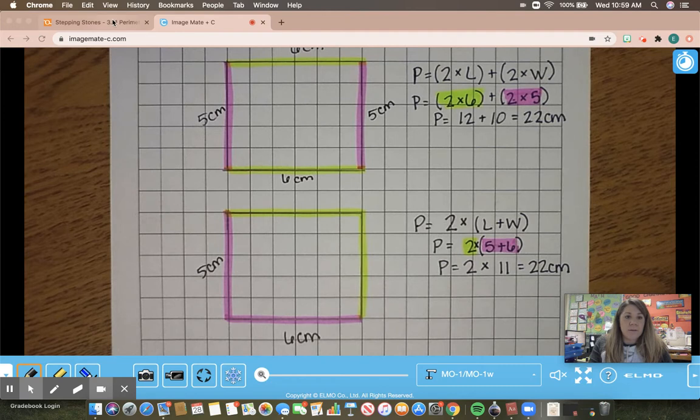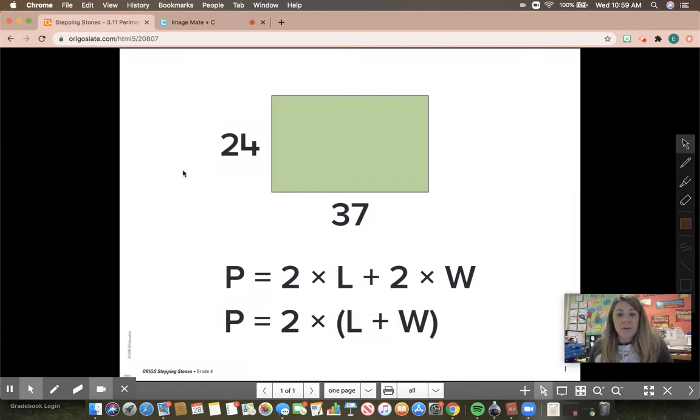Let's look at Origo. So here they have another rectangular array. They're telling us the width is 24 and the length is 37. So we have an option. We can do twice the amount of the length, so 2 times 37, and add it with 2 times 24, because there would be 24 width here and a 24 width here, and add those totals. Or we can do 24 plus 37.